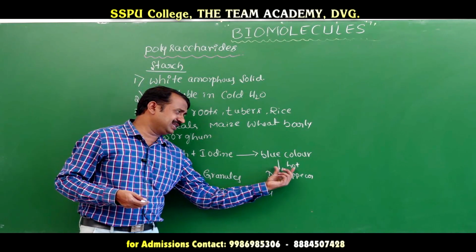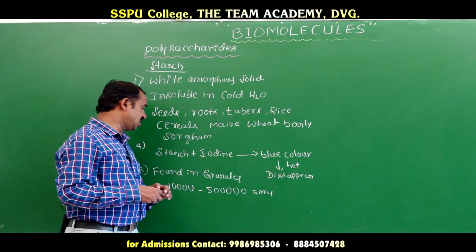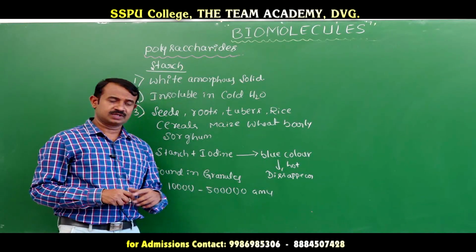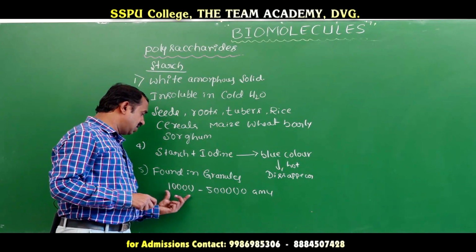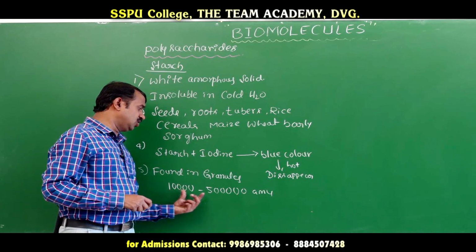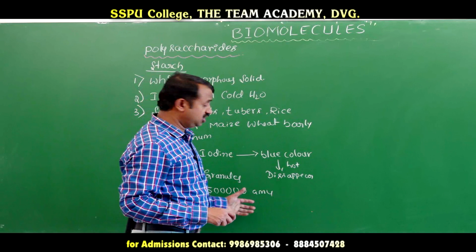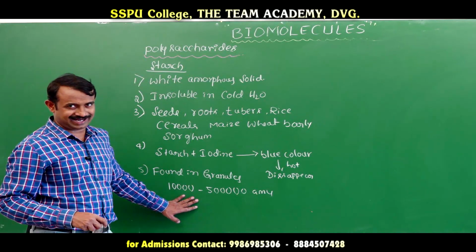When the temperature is increased, the color disappears. Next, starch is found in granules. Its molecular mass ranges from 10,000 to 5 lakh atomic mass units. This is a large molecular weight, as expected of a polysaccharide.